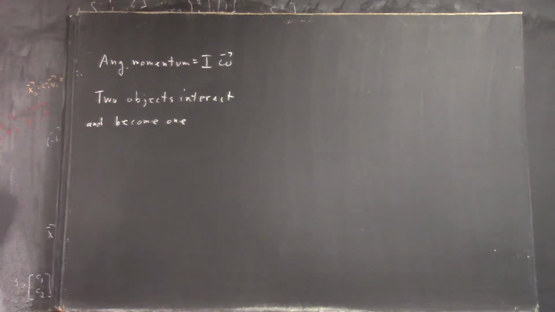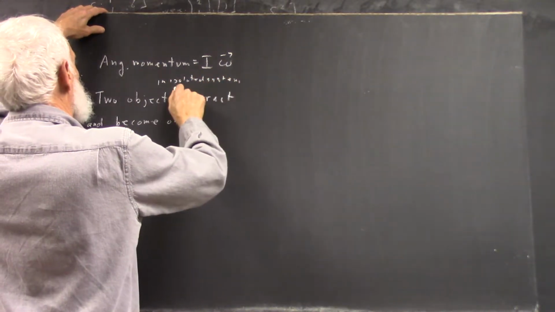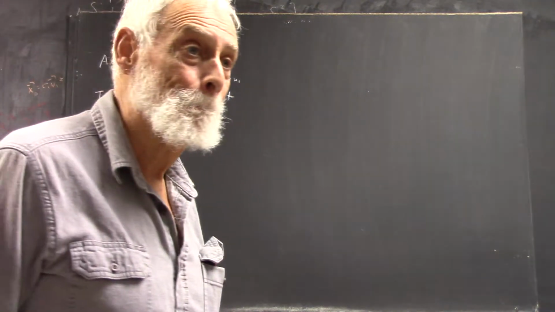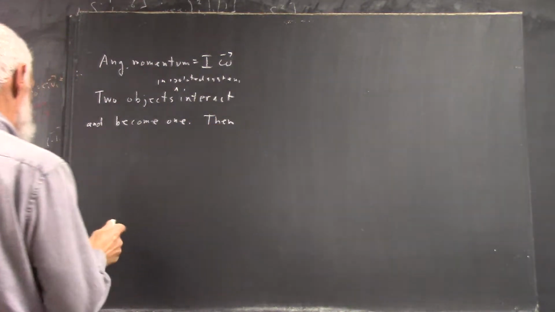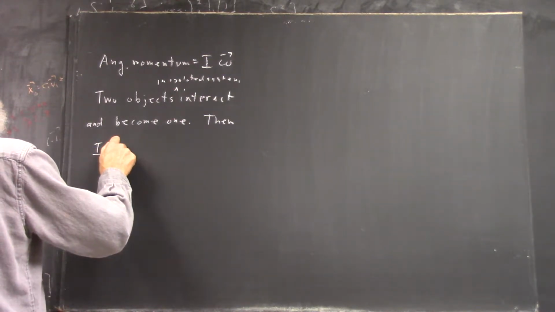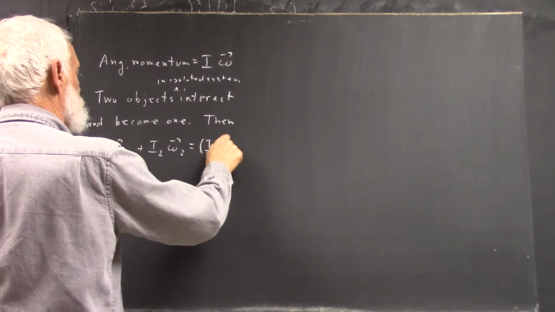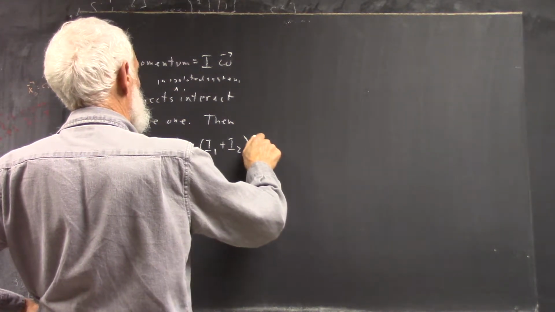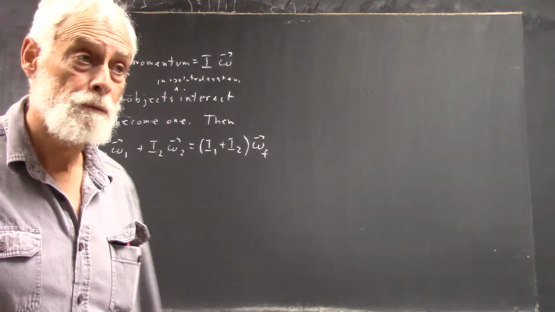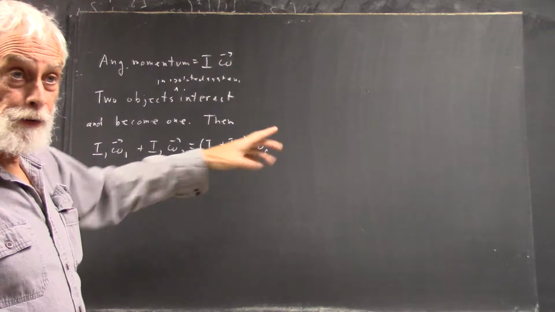two objects interact and become one, again in an isolated system, right? So I should say in an isolated system, where two objects are isolated from the rest of the universe, okay? They interact and become one. Now we can say this: total angular momentum before equals the total angular momentum after. After, you have only one angular velocity, since the two objects are now joined, right?